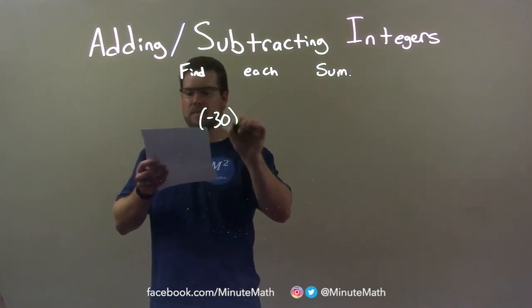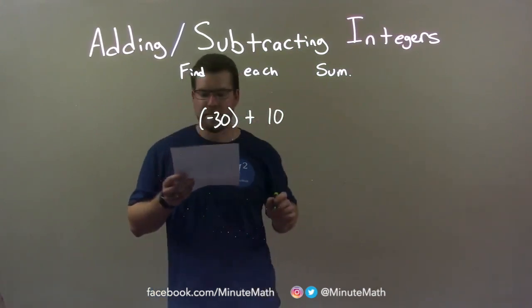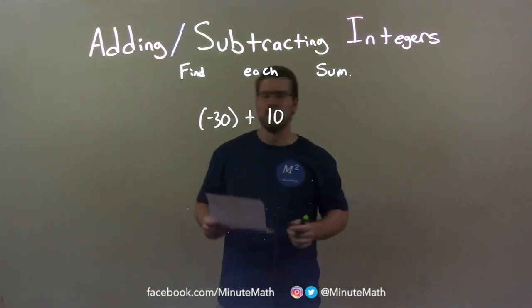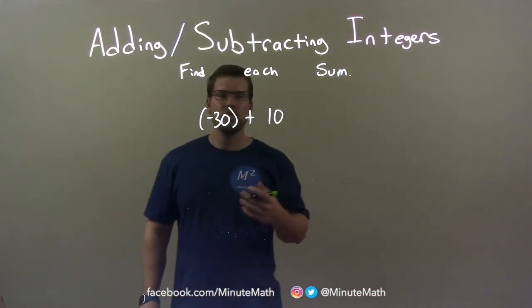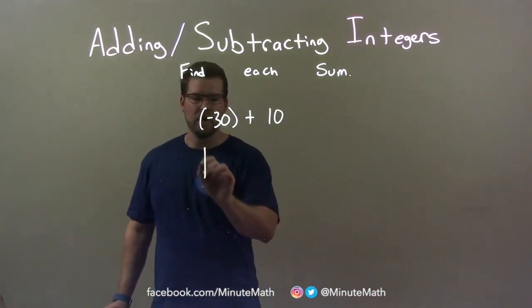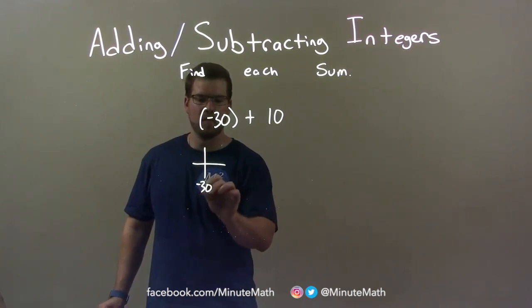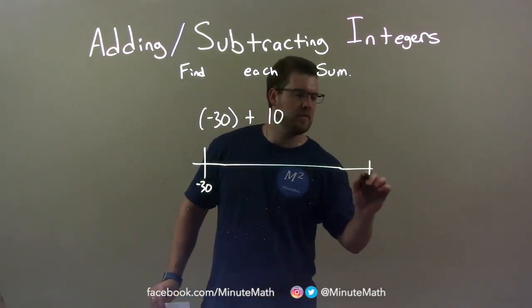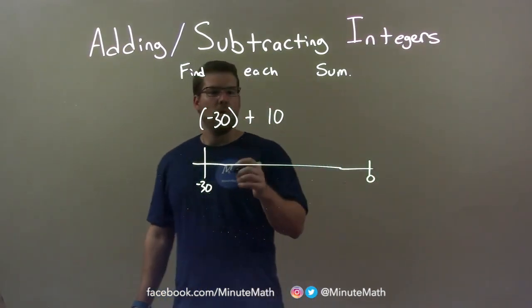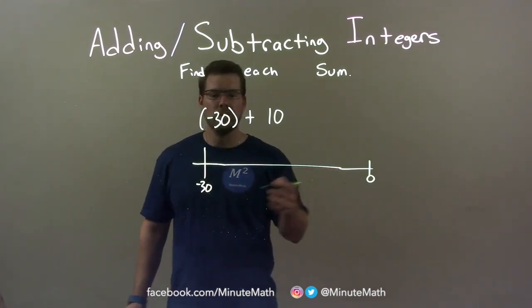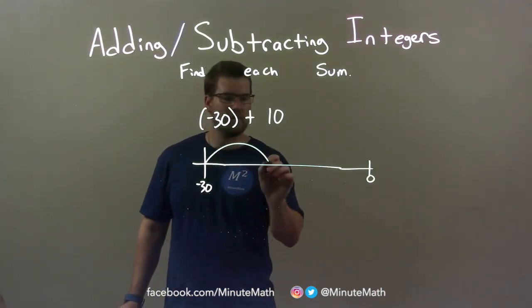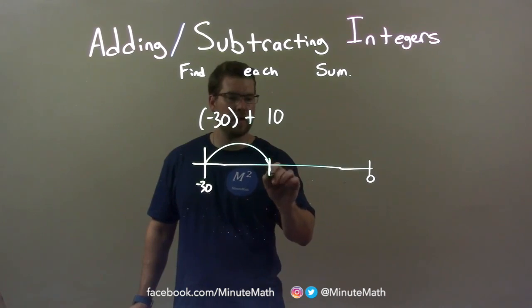Negative 30 plus a 10. So we have negative 30 plus a 10. Well, this one's fairly easy, right? We start with negative 30 on the number line, and 0 is over here. If we add just 10 units, we're moving towards the positive direction.